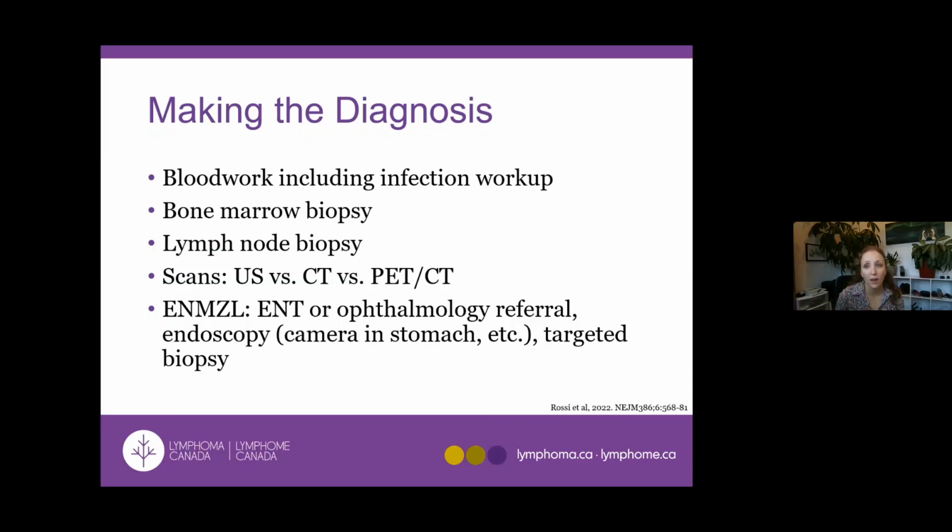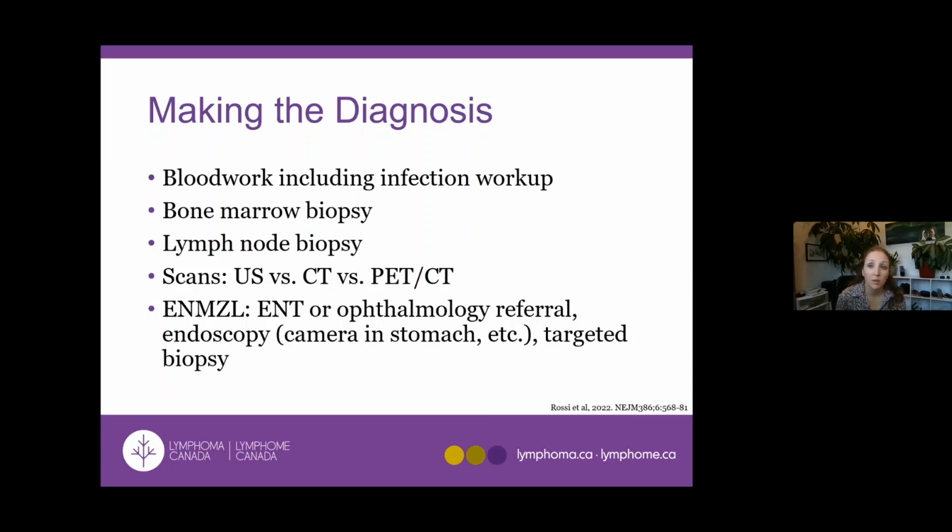They're not great at looking at certain sites like extranodal sites and bone marrow involvement, but we do know that they're more useful in looking at certain types like nodal marginal zone lymphoma. And also they are helpful if we're concerned about a transformation to aggressive types of lymphoma, which can happen in some patients with marginal zone lymphoma.